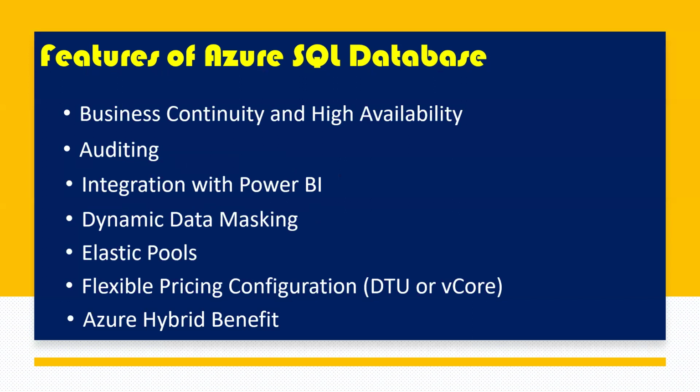Business continuity and high availability. Usually we keep a minimum of 2 servers for business continuity and high availability, primary and secondary servers. The same thing we can do with Azure SQL database. So business continuity and high availability, and the auditing feature, are available.